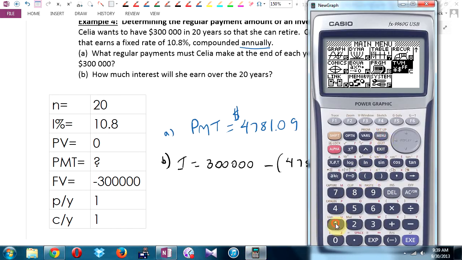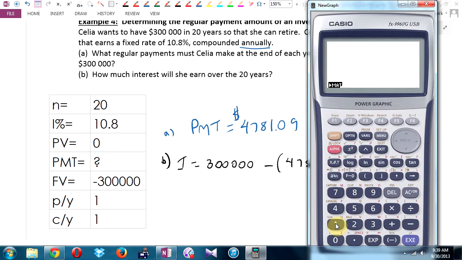This one I'm kind of interested in. No pun intended. Get it? Interested? Tough audience. Take away $4,781.09 times 1. I'm ignoring the times 1, Jake, if that's okay.